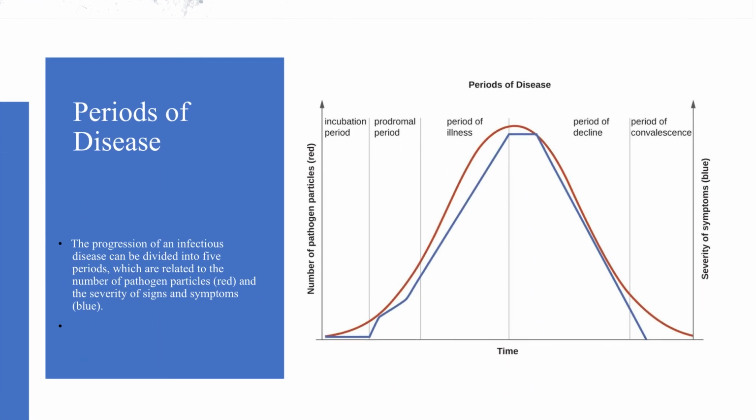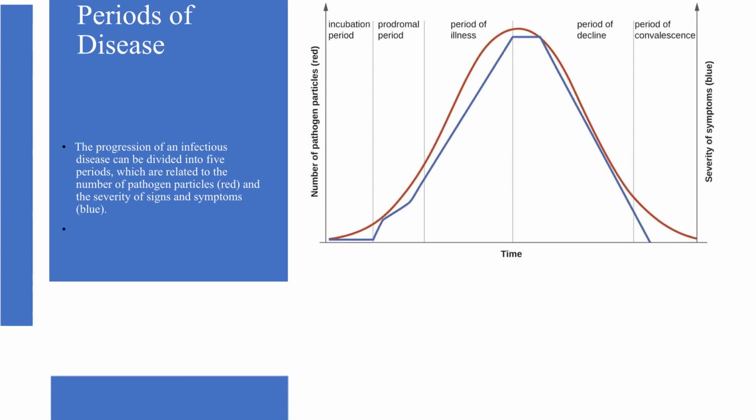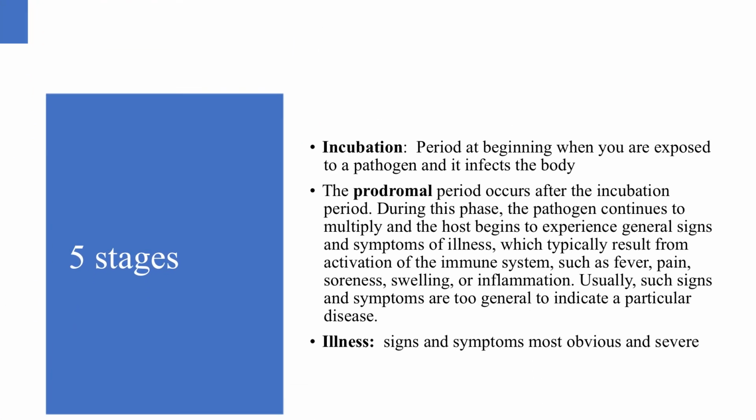Each disease, or infectious disease certainly, follows 5 periods of development, shall we say, or progression. There's the incubation period, the prodromal period, the actual period of when you're sick, the period of decline when you're feeling better, and then the period of convalescence. So what do each of these mean?